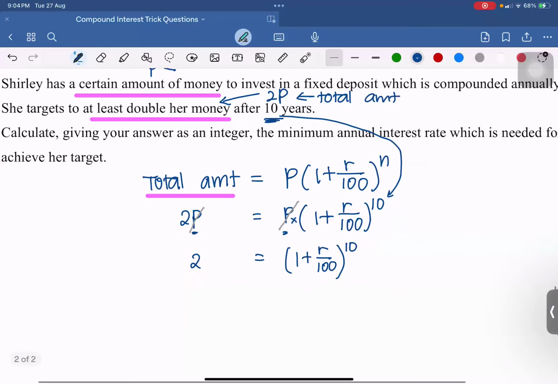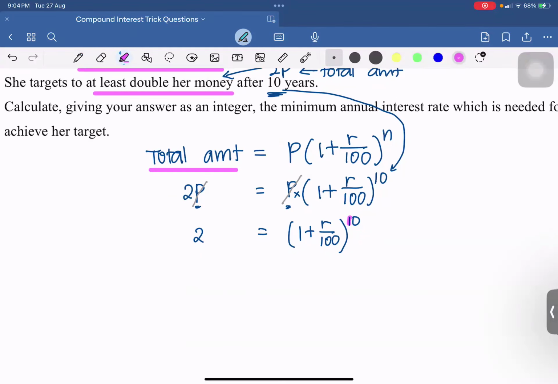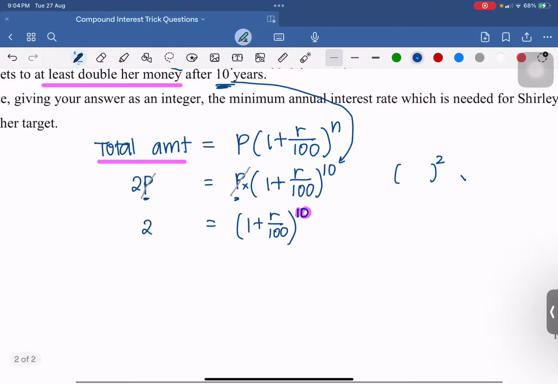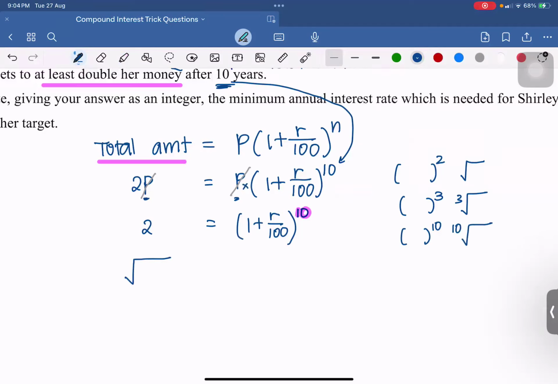Next step, start from the outermost. This is power 10, the outermost thing. How to undo power 10? How to undo square? Square root. How to undo cube? Cube root. So how to undo power 10? 10th root, correct. So it's the 10th root of the number 2. Then on this side the power will disappear, so 1 plus R over 100.